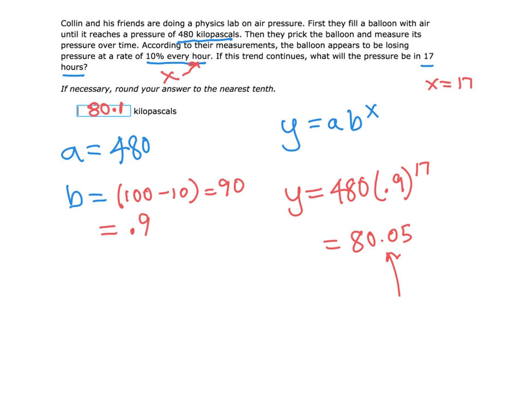So to the nearest tenth, 5 and above, we're going to round that up to 80.1. Now keep in mind, we have to think about the practicality here. Exponential functions predict that things will never go all the way to 0, when in fact we know that there will come a time when this thing actually reaches 0. But it's still reasonable within the range of time that this problem is setting out for us.